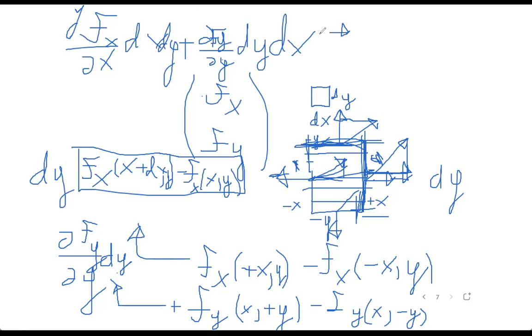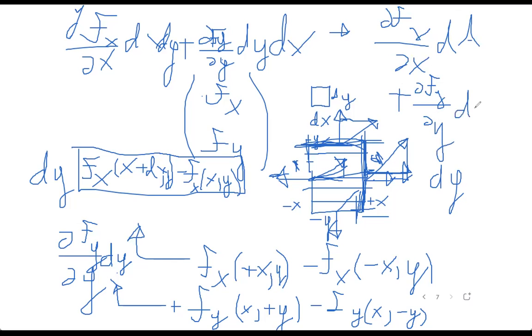And what's that? That's partial fx over partial x dA, plus partial fy over partial y dA, right? And then we can just group these. If the integral of a sum is the sum of an integral, you can just write this as putting them inside.